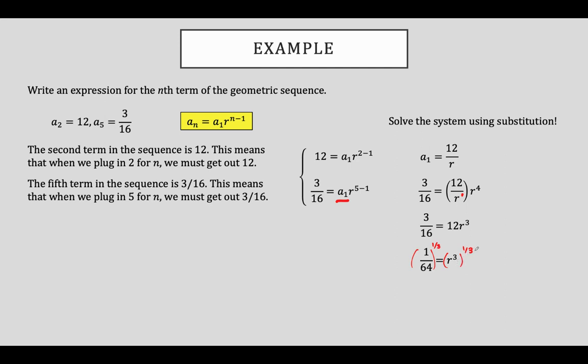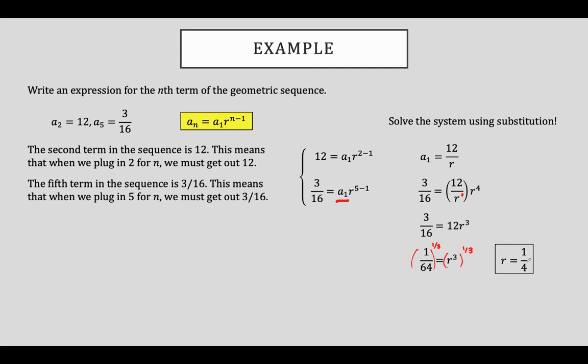Notice, exponents raised to exponents, we multiply them. 3 times 1/3 would give me r to the first. That's why we end up with r. So we plug this into our calculator. 1 over 64 raised to the 1/3 power. We get r is equal to 1/4. There is our common ratio.